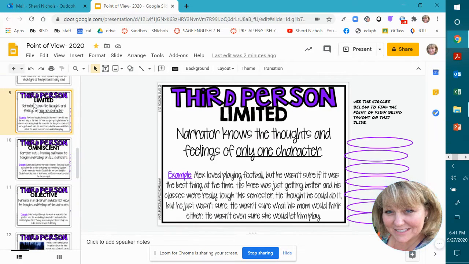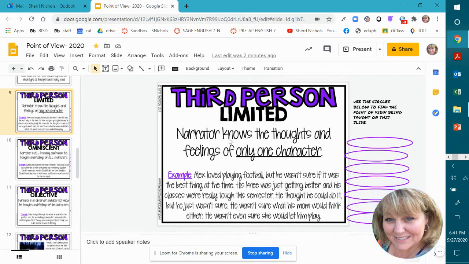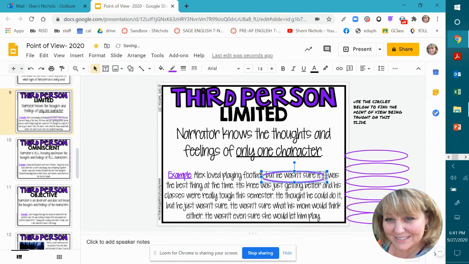Third person limited is where it gets a little trickier. In third person limited, you are kind of getting into the head of one character. It's called limited because the narrator only knows the thoughts and feelings of one character. Example: Alex loved playing football, but he wasn't sure if it was the best thing at the time. His knee was just getting better and his classes were really tough this semester. He thought he could do it, but he just wasn't sure. He wasn't sure what his mom would think either. He wasn't even sure she would let him play. So you're going to take these and find: he wasn't sure if it was the best thing.